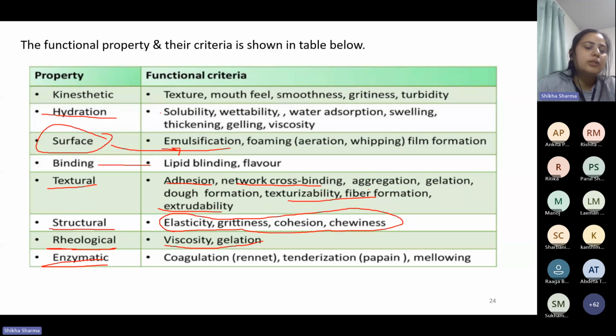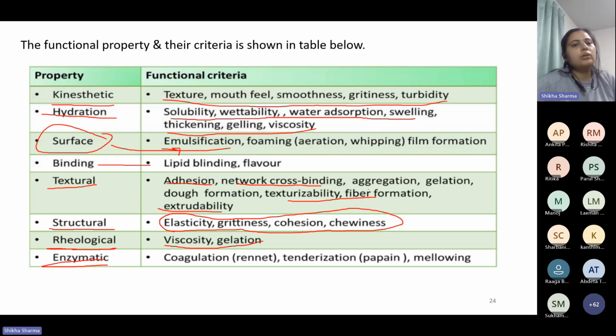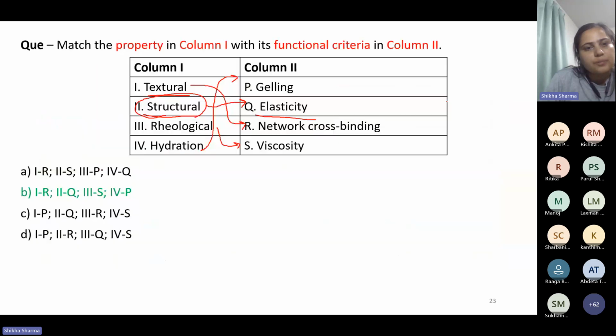And in the hydration, there are different properties, like how it behaves in the water: solubility, wettability, water adsorption, swelling, thickening, gelling, viscosity. And in the kinesthetic, it can be about the mouthfeel, texture, smoothness, grittiness, and the turbidity. So all these are the different functional properties, which have their functional criteria. So option B is correct.